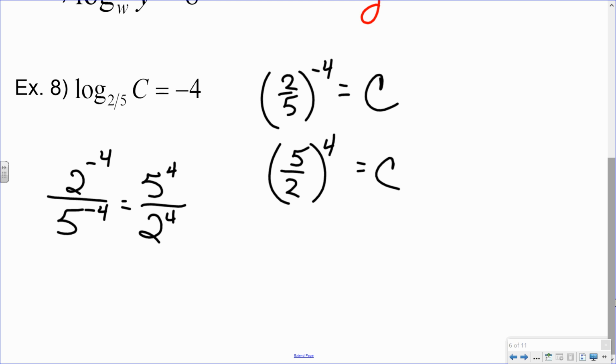So help me out here. 5 times 5 times 5 times 5. What's 25 times 25? 625, I think I'm hearing. What about 2 to the 4th? 16. So we actually just solved what that one was equal to. So far, so good?